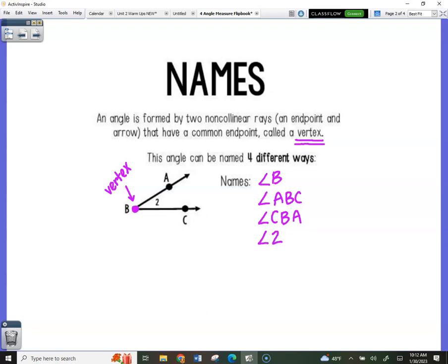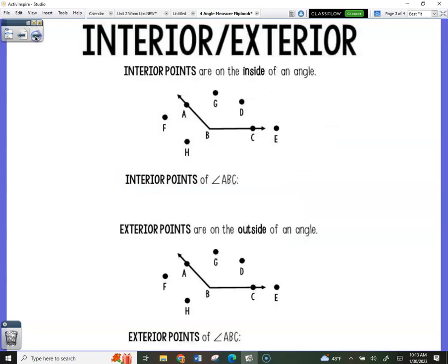Okay? Yes. No, you have to name it by 3 letters, because with an angle, you're tracing the angle. Okay? Now, gently fold the next flap, which says the names flap. You're folding it up so that now we're looking at what's called the interior or the exterior.